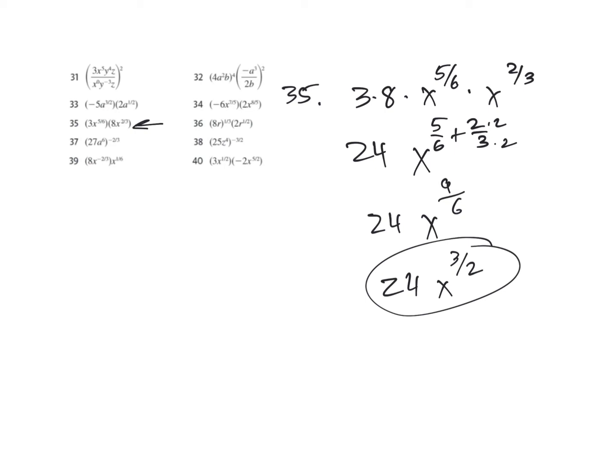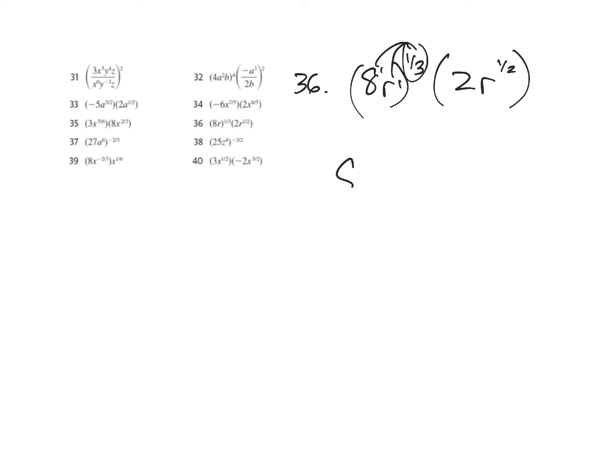And 36. Now you can't just write these down. You have an exponent on the outside of the parentheses of 1/3, and 2 r to the 1 half. So we need to distribute the 1/3 for each of the exponents. Each of these has an exponent of 1, so it's 8 to the 1/3, r to the 1/3. No exponent over here to distribute, so you don't need the parentheses anymore.